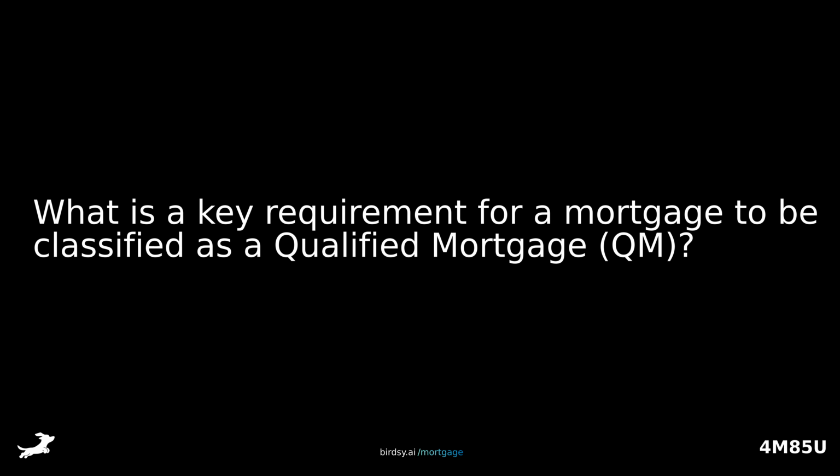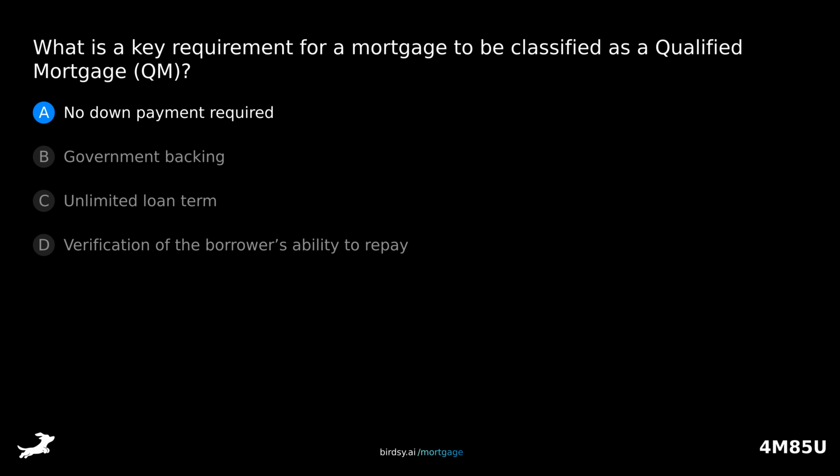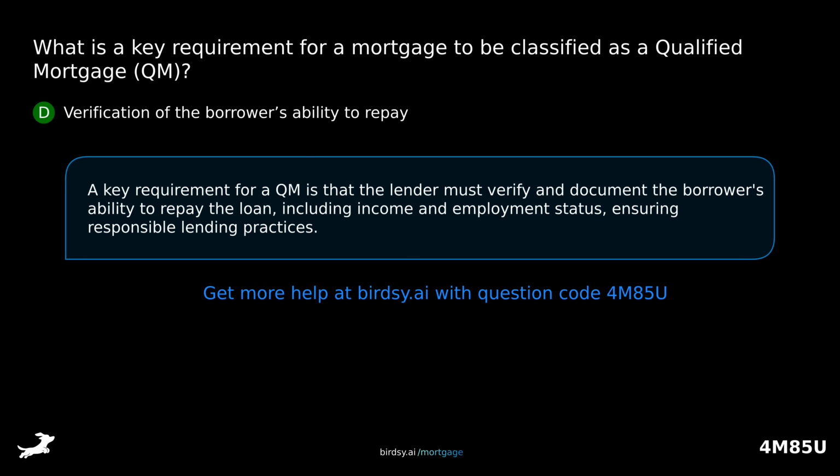What is a requirement for a mortgage to be classified as a qualified mortgage? Is it A, no down payment required? B, government backing? C, unlimited loan term? Or D, verification of the borrower's ability to repay? The answer is D, verification of the borrower's ability to repay. A key requirement for a QM is that the lender must verify and document the borrower's ability to repay the loan, including income and employment status, ensuring responsible lending practices.